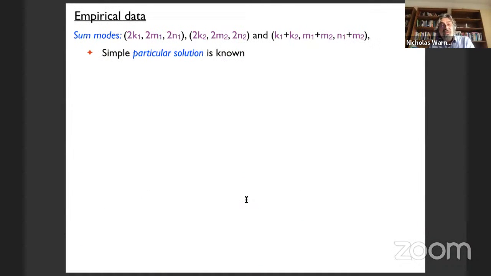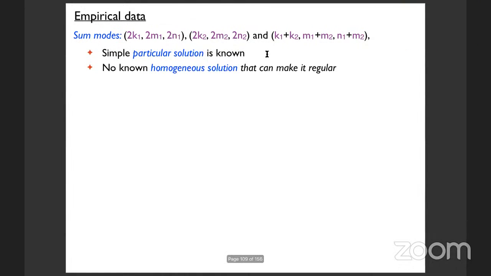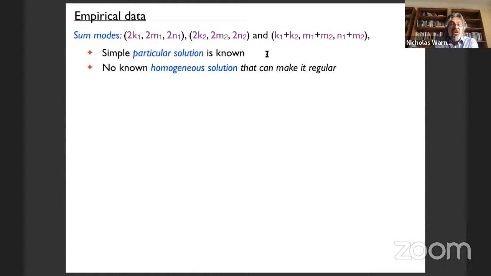Okay, so now the empirical data, when you do this, if you look at what I call the sum modes, the ones where the modes add up to make higher modes. So K1 combines with itself, or K2 combines with itself, or K1 and K2 combine. We have a simple particular solution in the Habermas paper. There's a very simple, it fits on one line solution to this. But the thing that kills you is that there's no known homogeneous solution that can regularize it. It's got a singular term.